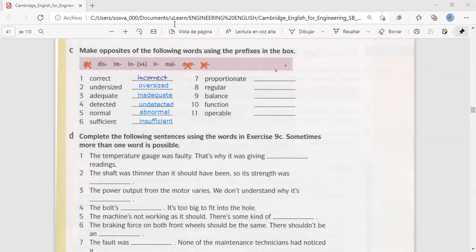Exactly. So we have now used "in" twice. Then we have proportionate. Inproportionate? Yes or no? Nope. Disproportionate. Disproportionate, exactly. Yes. Okay, disproportionate.